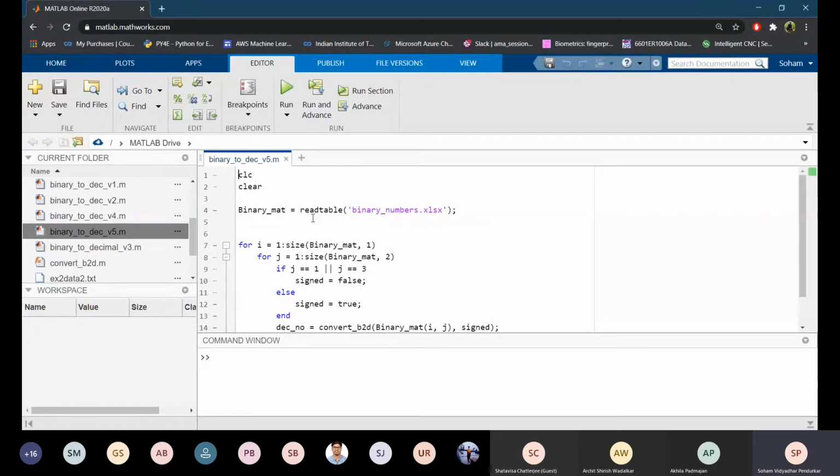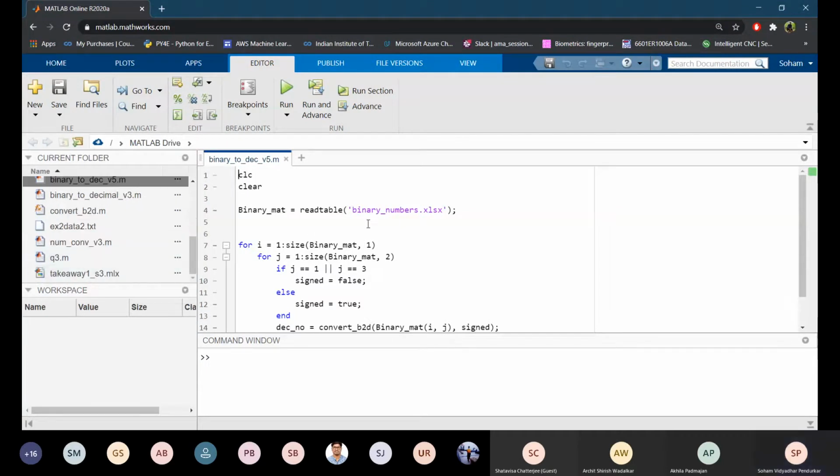So we use the read table command, and binary numbers.xlsx is what we used. There is another command called xls read, which does the same thing. There are some differences in the algorithms of each function, but essentially they will do the same thing.